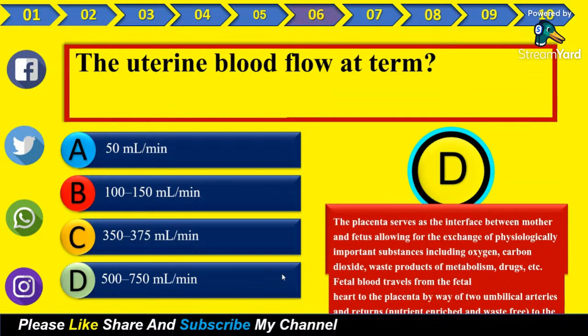The placenta serves as interface between the mother and fetus, allowing for the exchange of physiologically important substances which include oxygen, carbon dioxide, waste products of metabolism, drugs, etc. So the correct option here is D. 500 to 750 ml.